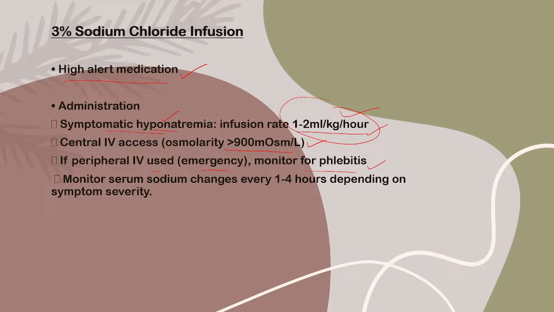So if we are giving sodium correction to the patient, it is very important to check the serum sodium concentration every 1 to 4 hours depending upon the symptom severity, because otherwise the patient may develop hypernatremia. So these all are the points to be kept in mind in case of 3% normal saline infusion.